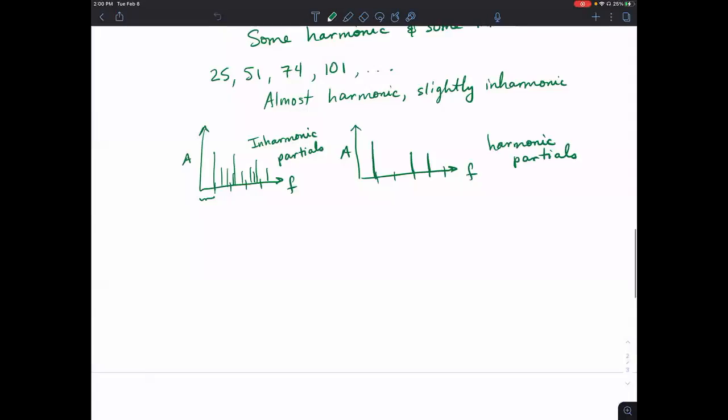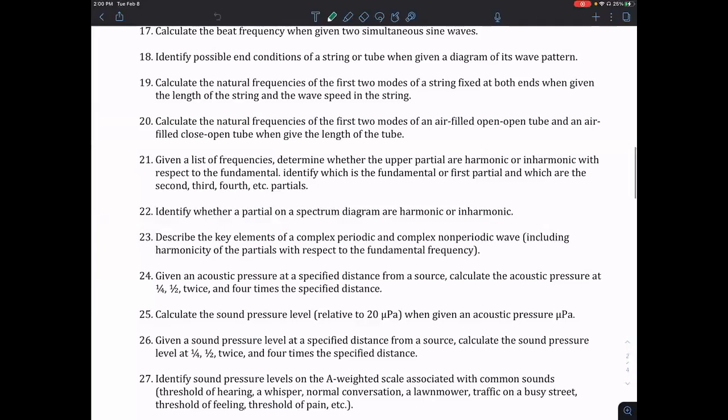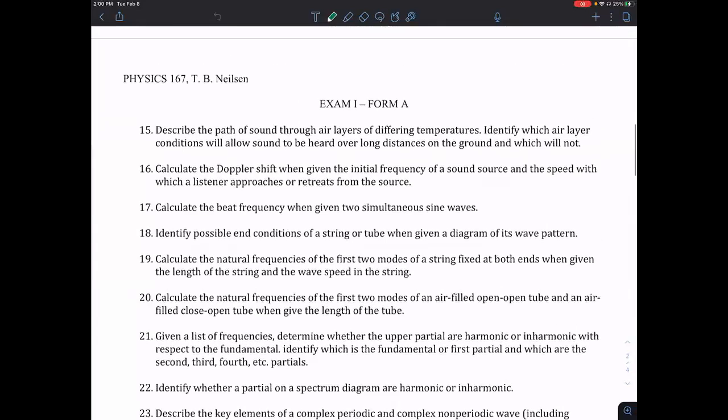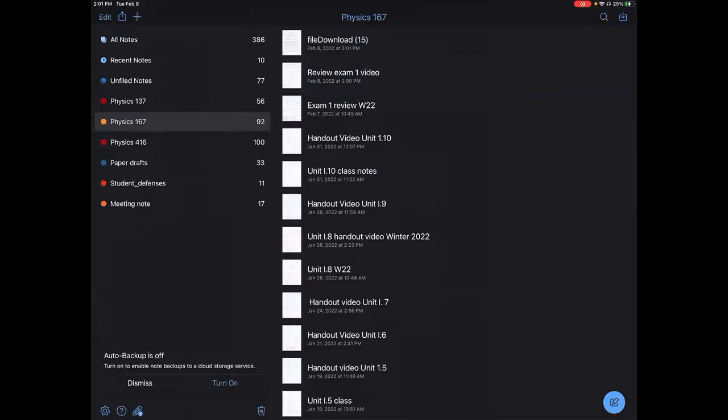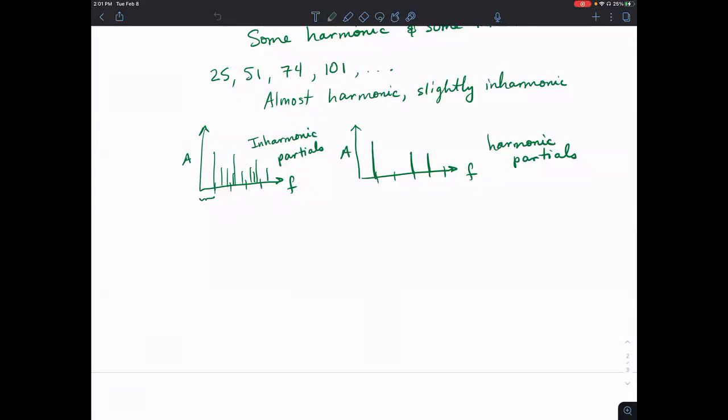All right, now the next one we did in class was the Doppler shift one. Here, number 16, and then we will be doing number 14, the echo. Okay, so number 16, Doppler shift.